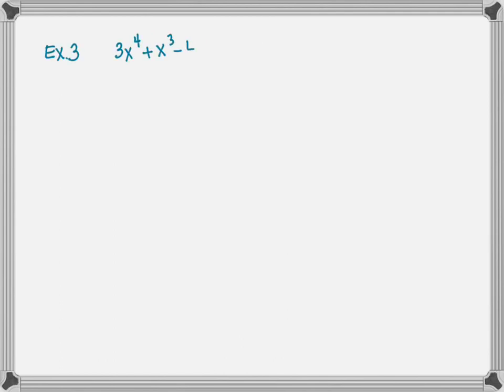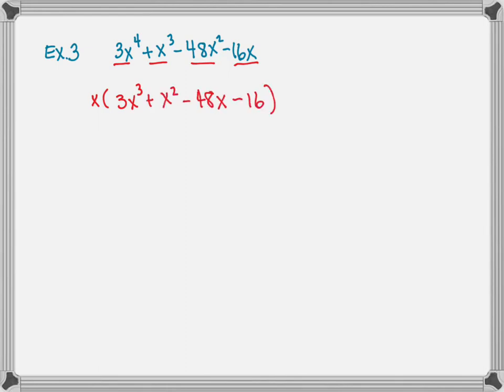Let's look at one more example. 3x to the fourth plus x cubed minus 48x squared minus 16x. So do we have a GCF? Yes, we can factor out an x. When we do that, we're left with 3x cubed plus x squared minus 48x minus 16. So I'll split the first two and third and fourth terms, separate them. So first two terms, 3x cubed, x squared. My GCF, my greatest common factor, is x squared. When I divide 3x cubed plus x squared by x squared, I get 3x plus 1.